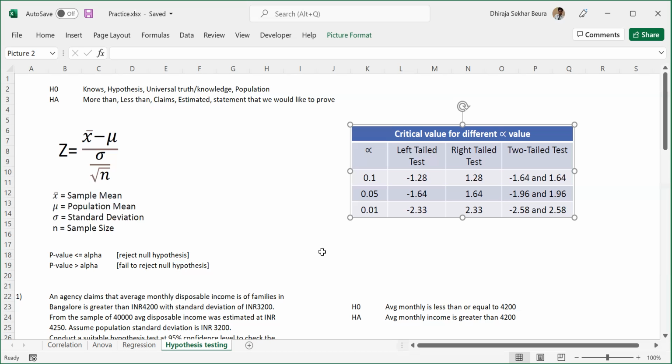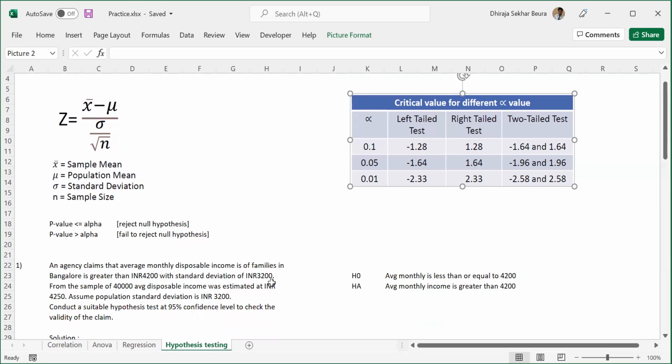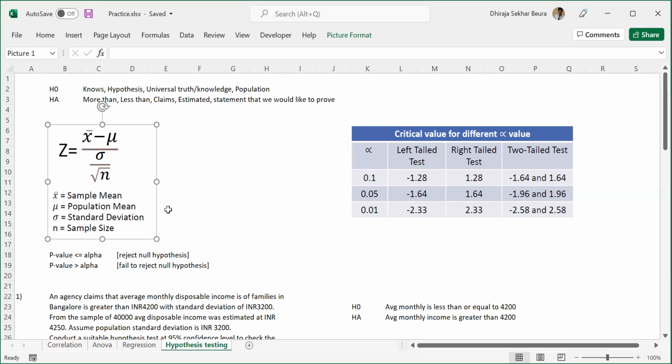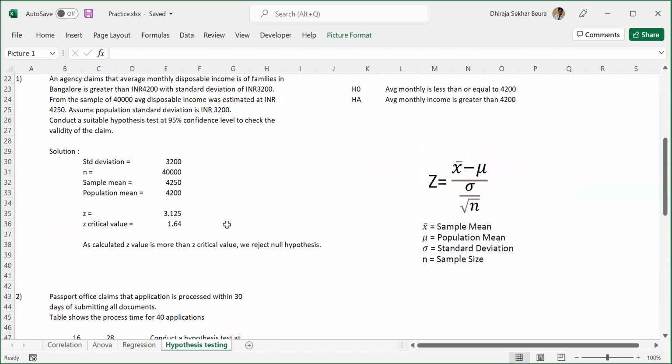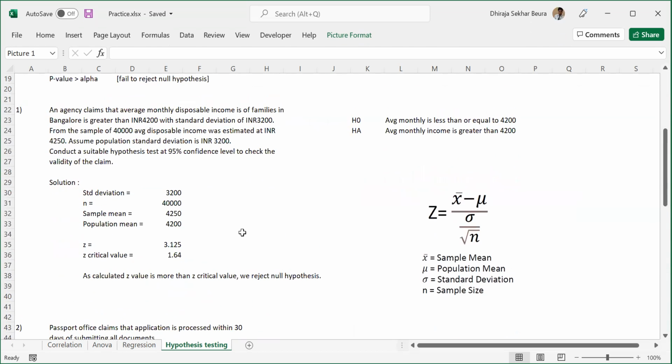No? Okay, awesome. Let's quickly move to a question. I haven't discussed the formula, if you have noticed, because I'll be discussing the formula only with the question. Let's read the question. An agency claims that the average monthly disposable income of families in Bangalore is greater than rupees 4,200.